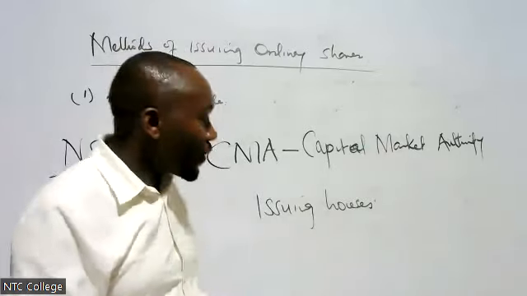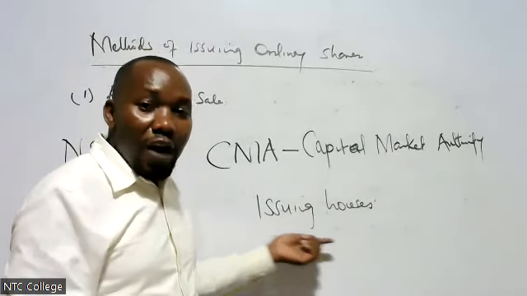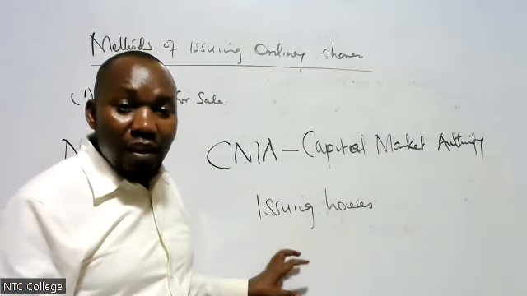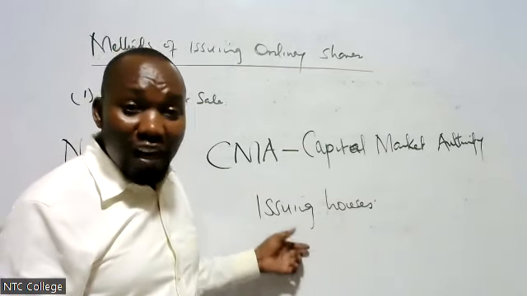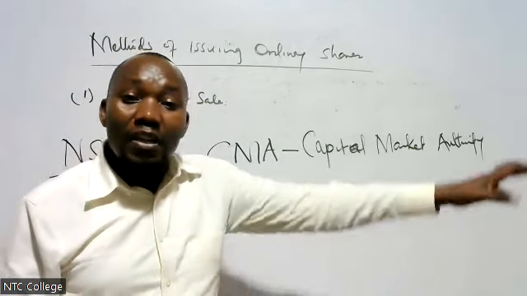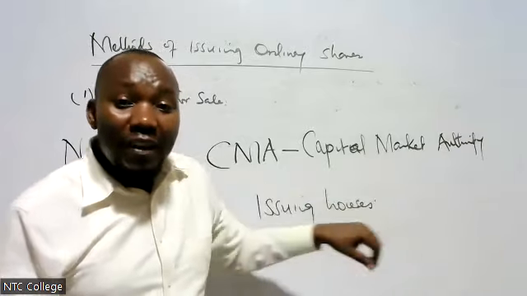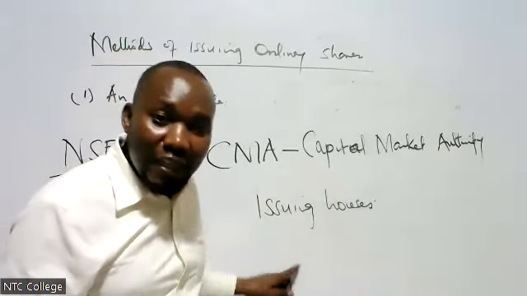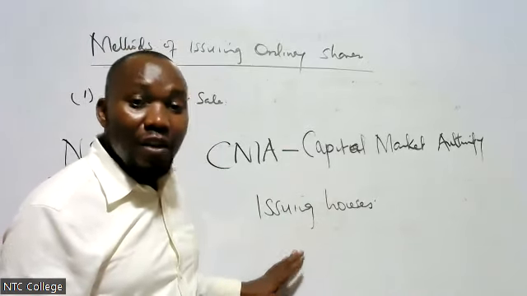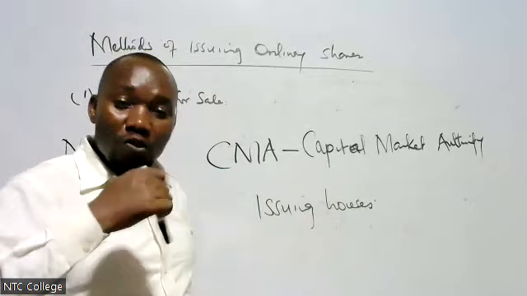What they can do, they can go to issuing houses and sell their entire shares to these guys. It is now up to these guys, because they are known and popular, to go and sell the same shares to other people. And people will buy them because they believe in these guys. They know them. So they can buy from them, but they cannot buy from me.